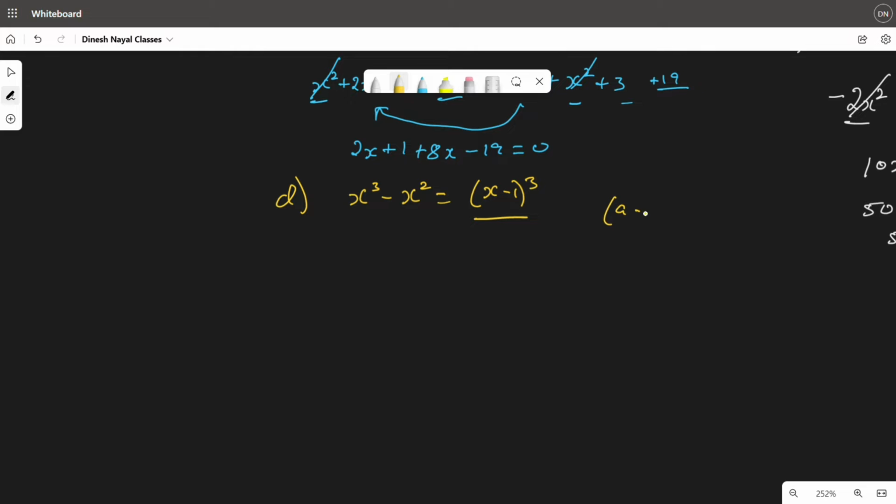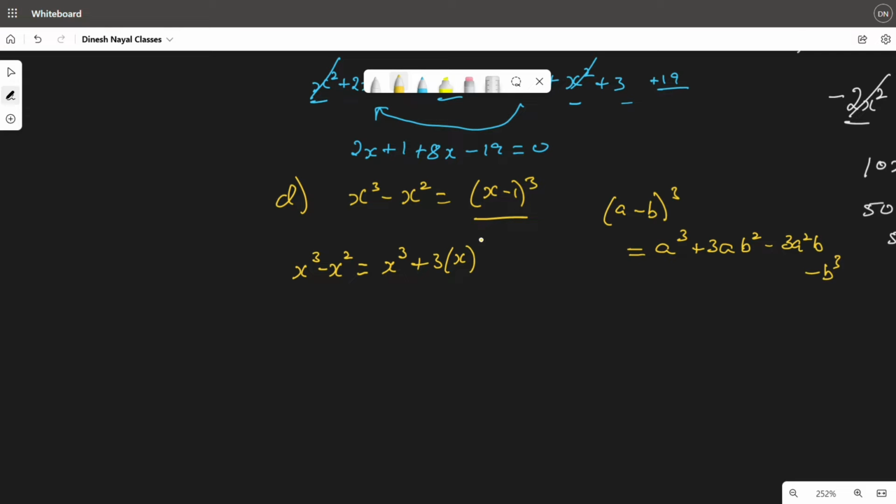So writing the formula, a minus b whole cube equals a cube plus 3ab square minus 3a square b and then minus b cube. So applying this formula over here, x cube minus x square equals x cube, then plus 3 into x into 1 square, though that will be 1 only.